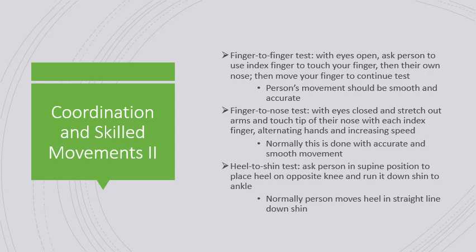So normally once they figure out where their nose is with their eyes closed, they can go much faster. And then the heel to shin test. So you can, as the person is either supine or sitting, have them take their right heel, put it on the left tibial plateau and run it down the shin to the ankle, and then repeat with the left heel on the right tibial plateau, run it down the shin to the ankle.